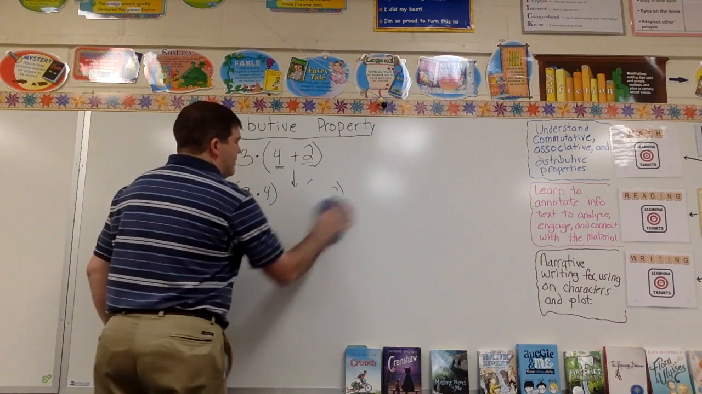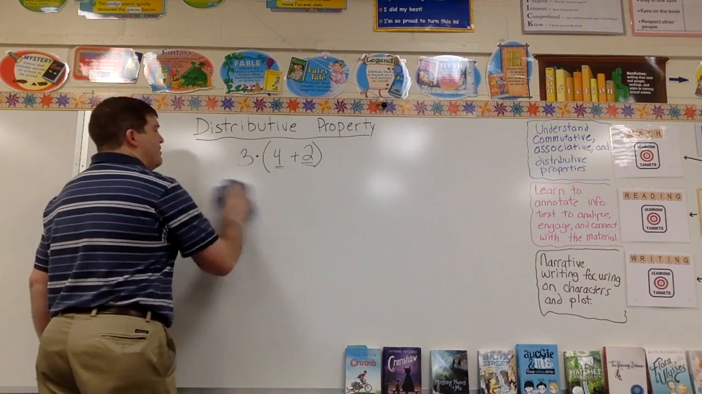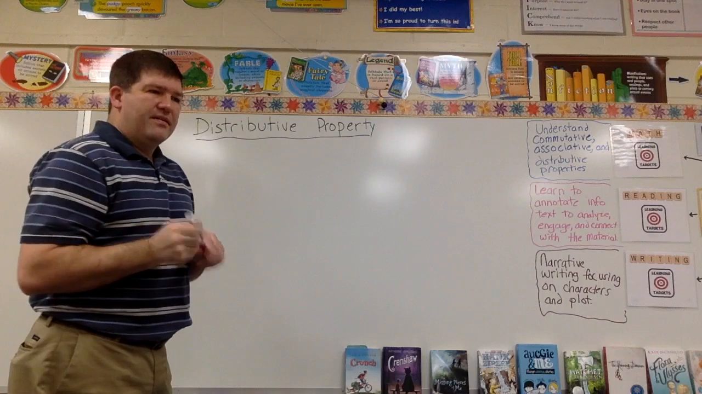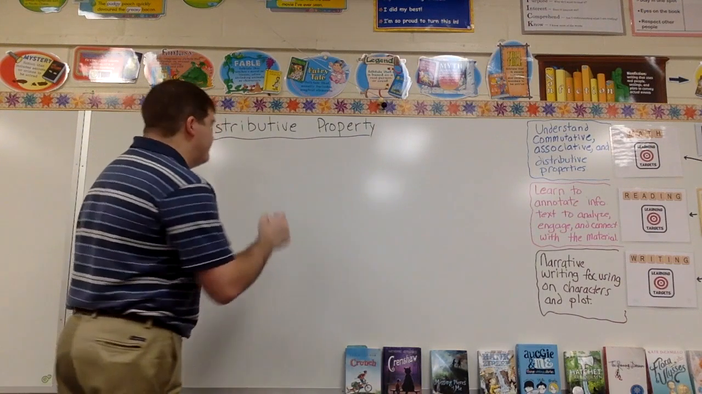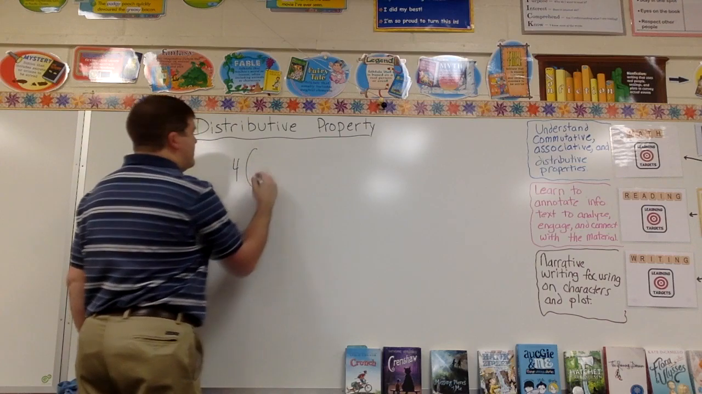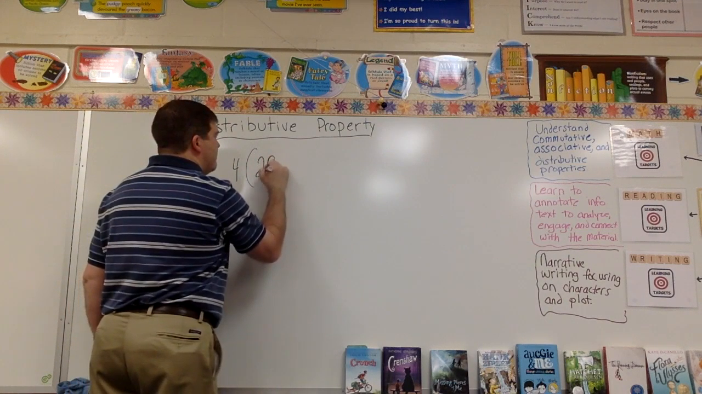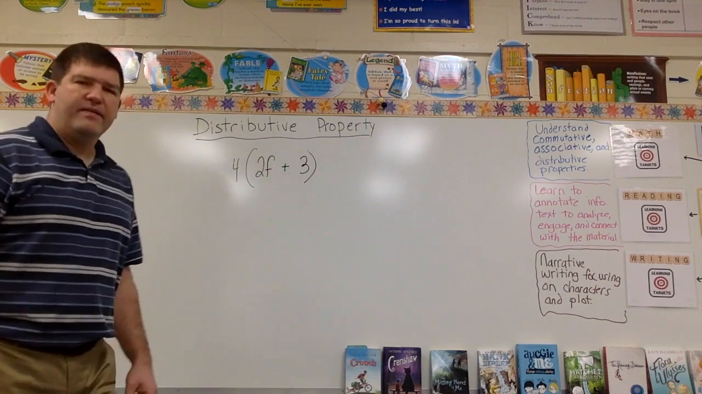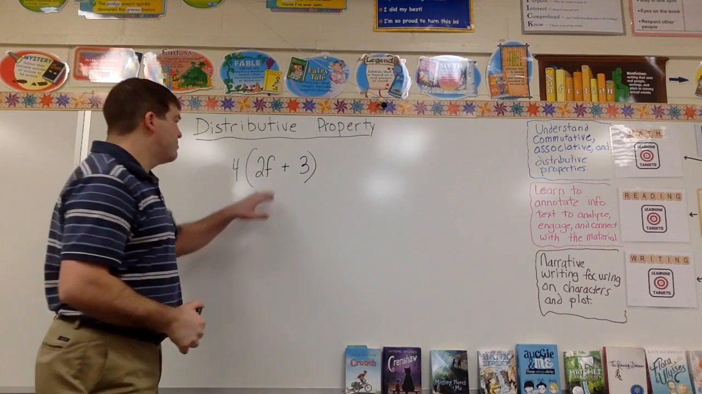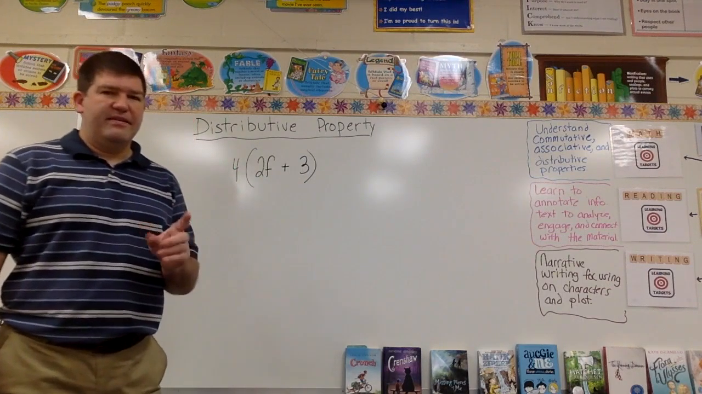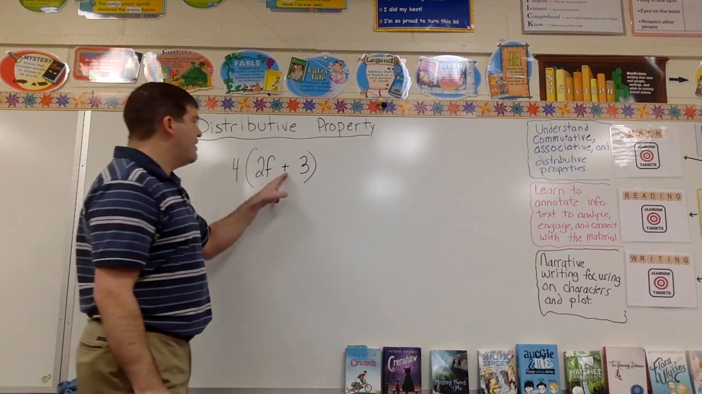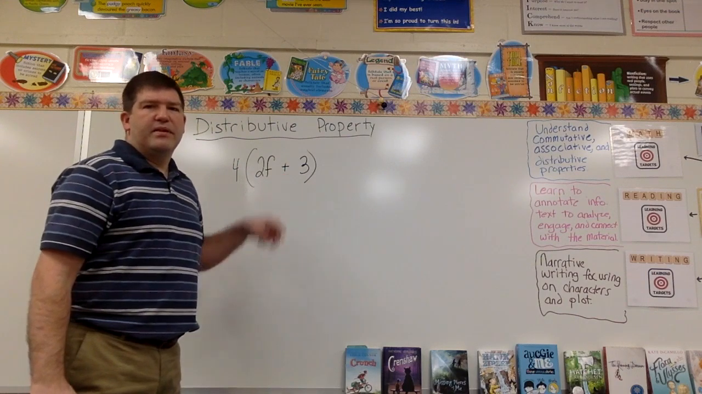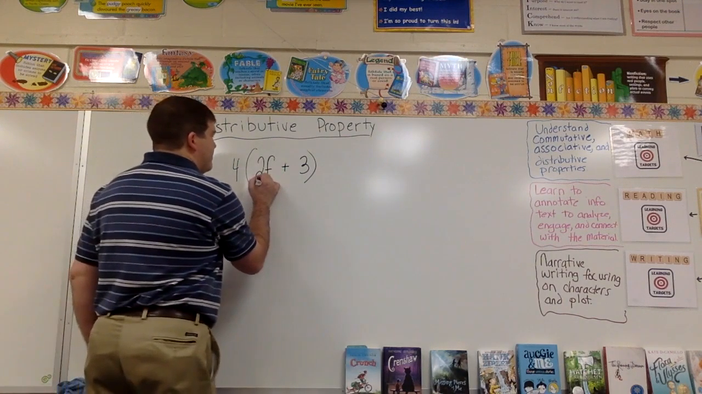So let's look at something with a variable. So say I have the variable f. So I have 4 times 2f plus 3. Okay? Now, order of operations tells me to do this parentheses first, but I can't. And the reason why I can't is because with adding and subtracting, you need to have like terms. And what that means, this is 2f.